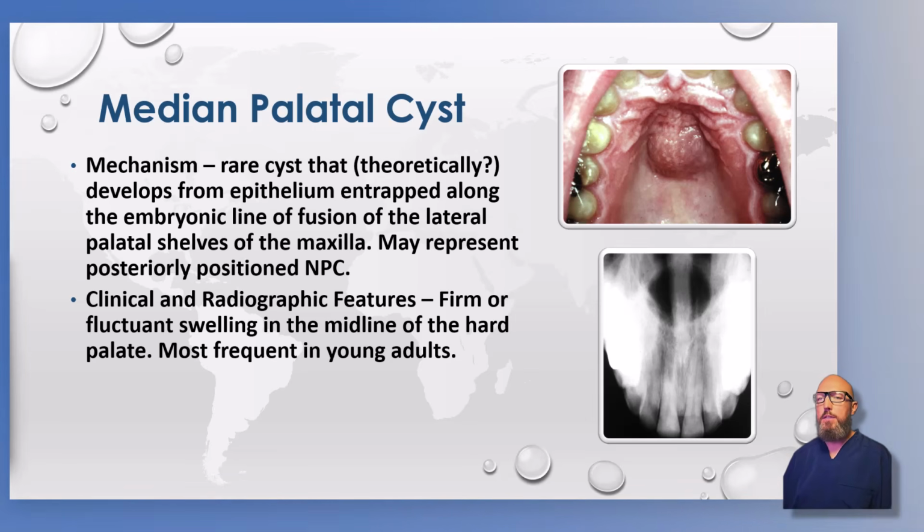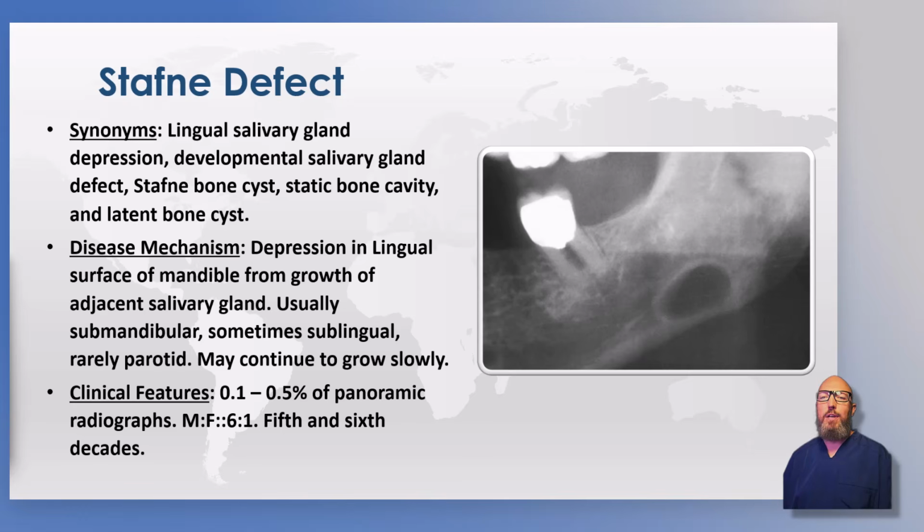This one's an important one, the salivary gland defect, or the Stafne defect, sometimes called lingual salivary gland depression, developmental salivary gland defect, Stafne bone cyst, static bone cavity, a lot of different terms. I don't use all of them, but you've got to be familiar with a couple of them, probably the most common, Stafne defect, salivary gland depression. The mechanism is a depression in the lingual surface of the mandible created by growth of an adjacent salivary gland, usually the submandibular, but sometimes it happens in the sublingual and then rarely in the parotid. It may continue to grow slowly.